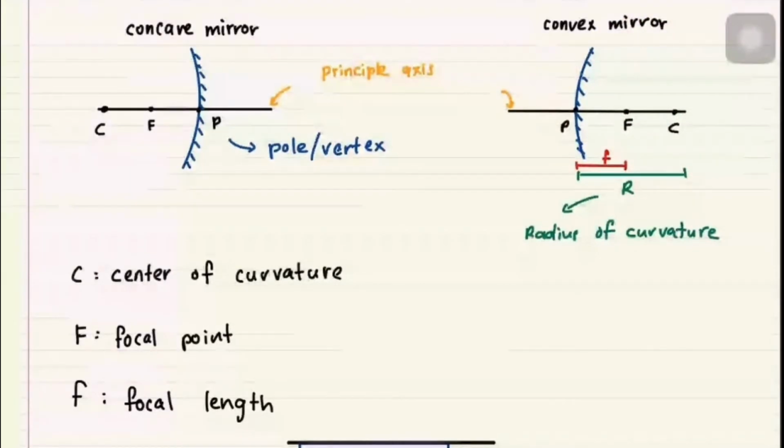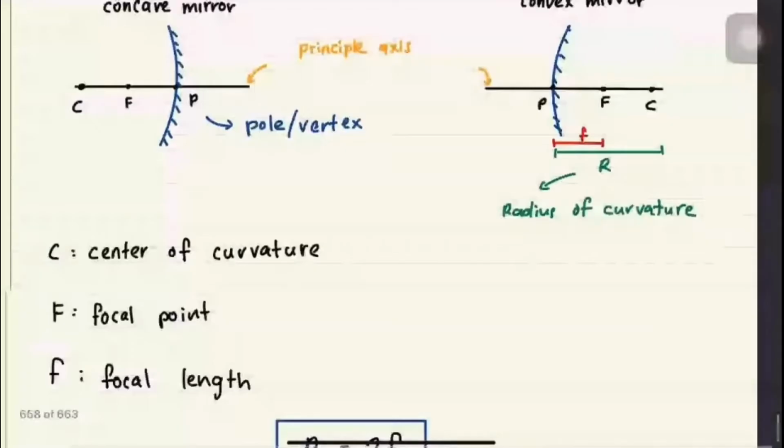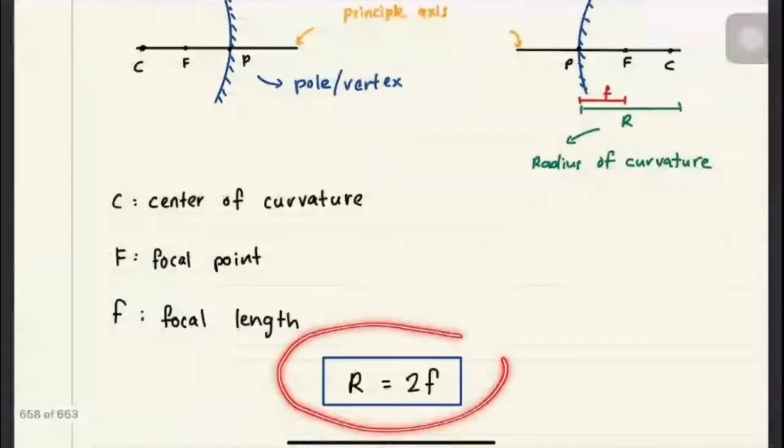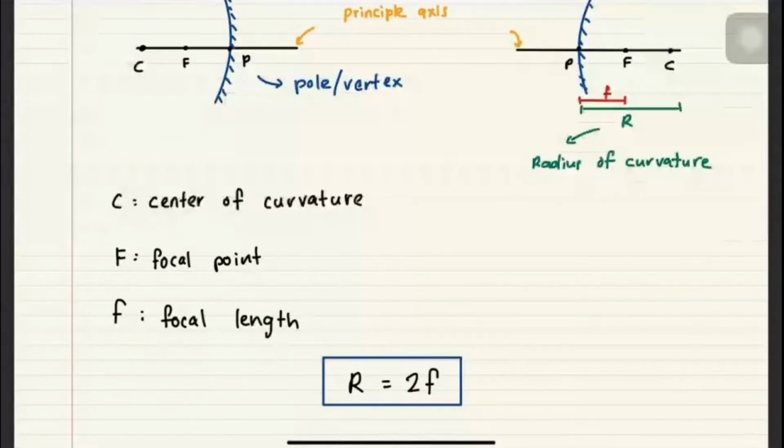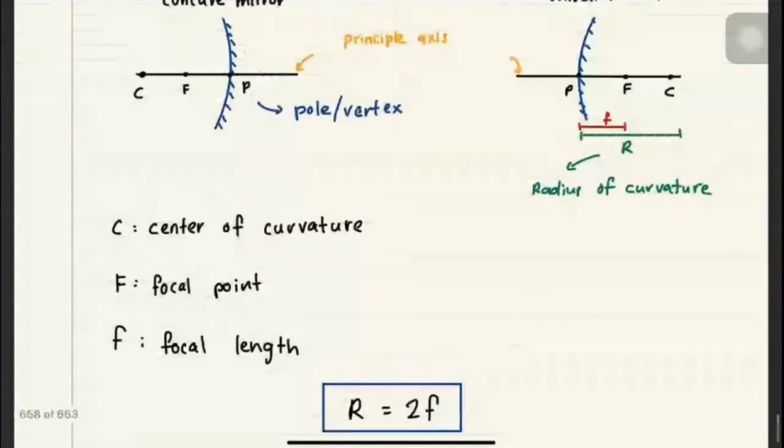So if this one is double, you can have an equation that R equals 2f. My screen is lagging a bit. So R equals 2f means that the focal length is actually half of the radius. Because in the exam, sometimes they give you the radius of the mirror, sometimes they give you the focal length. But for sure, they won't tell you whether it's positive or negative. So you have to determine whether it's positive or negative.